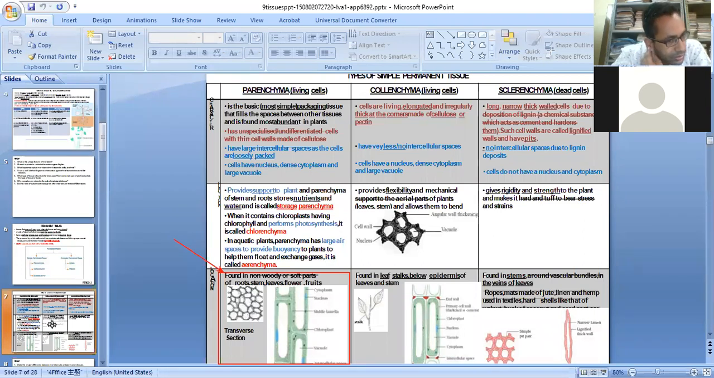Sir, somebody is asking if these are permanent, how do they divide? They do not divide. New cells are formed, like new meristematic tissues are formed. They are responsible for the growth. They get matured and they give the plant their strength.